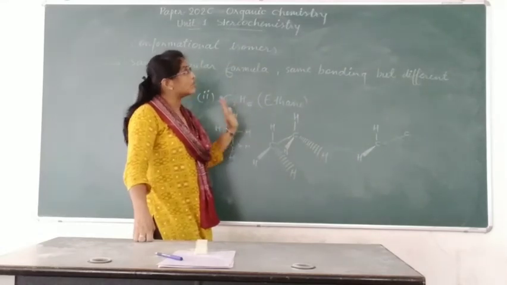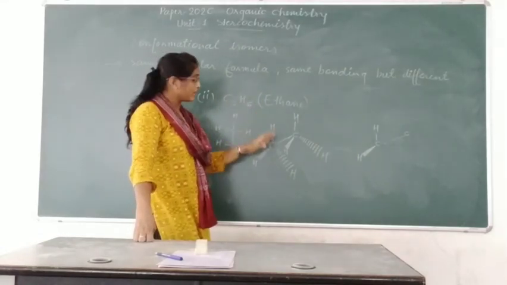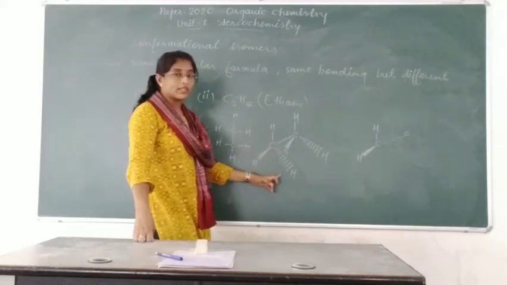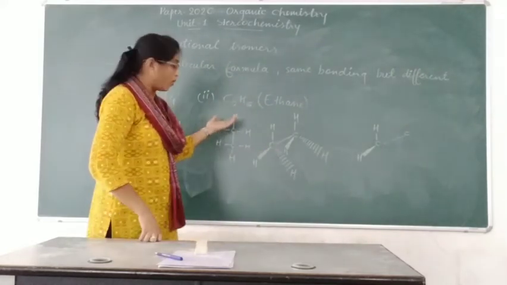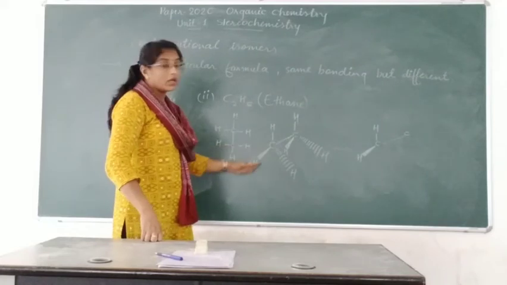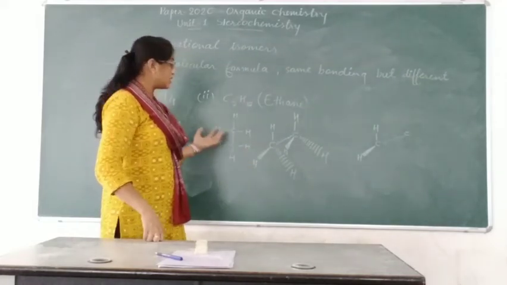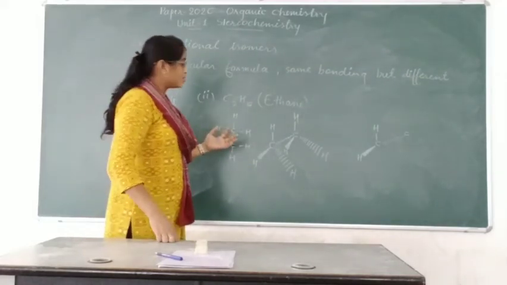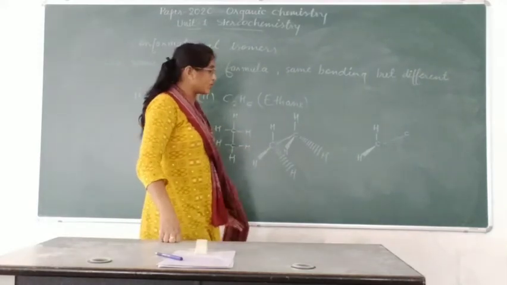This is a straight line, in the plane of the board. This one with dotted lines means the back side of the board. This one attached with a bold line is in front of the board. So here you can imagine the whole structure.